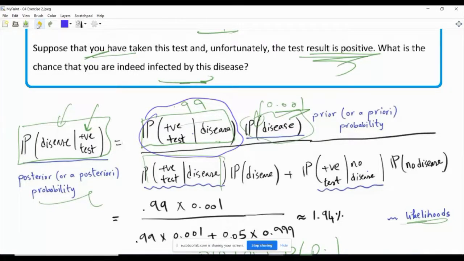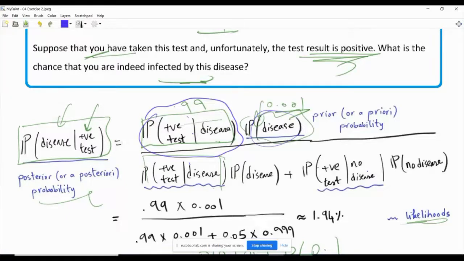Again, this is the posterior probability. It's the probability of the disease after doing the test. This is the prior probability. It's the probability of the disease without doing the test. It's just based on making a guess regarding a randomly chosen person from the population. And the other ones here are called the likelihoods, which are these numbers, 99%, 95%, and so on.